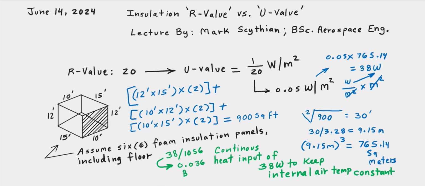So that is based on dividing 38 watts into the number of BTUs per second per watt. So that's 1056 watts per 1 BTU per second. So 2 wattage values. And so that's a continuous BTU per second of 0.036 BTUs per second.